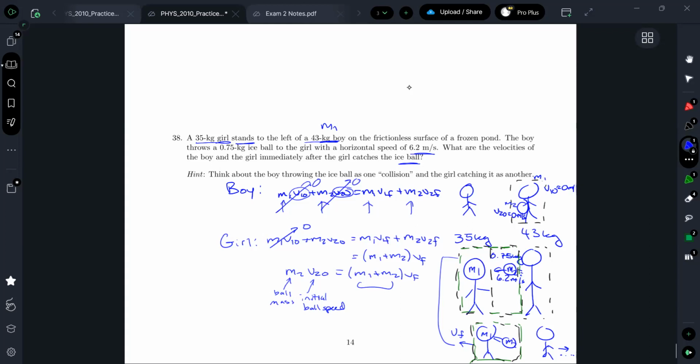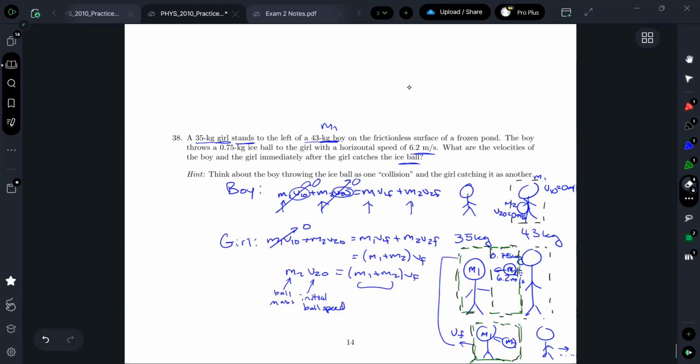Make sure I didn't throw something out here. Girl catches the ball and then slides off. They slide off together. That is going to be the final speed. And it's going to be V20 equals M1 plus M2. Oh, that's exactly what I'm missing. Got a little bit caught up in the weeds here.